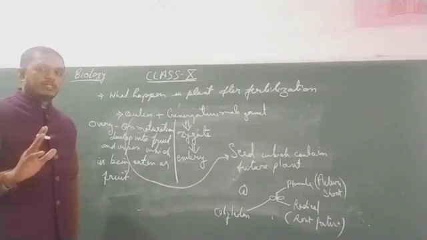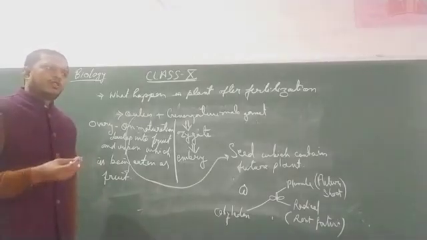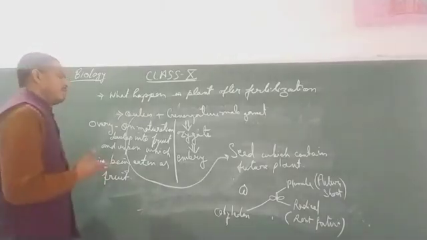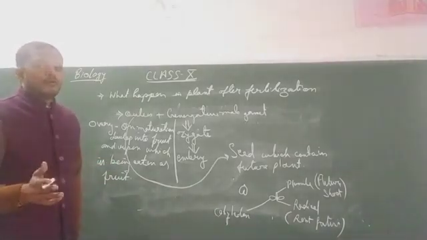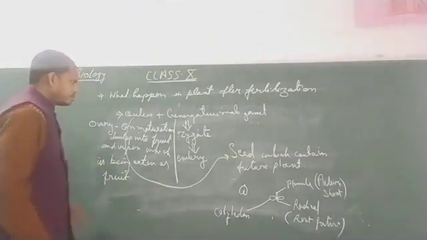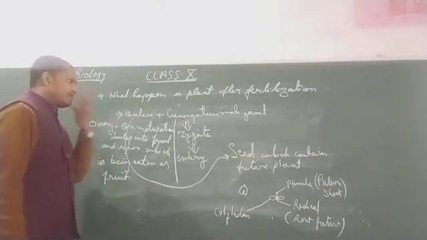The ovules develop into the seeds. Later they start growing and the ovary develops into the fruit, inside which the seed, that is the ovule, is present. So this is how fertilization takes place.